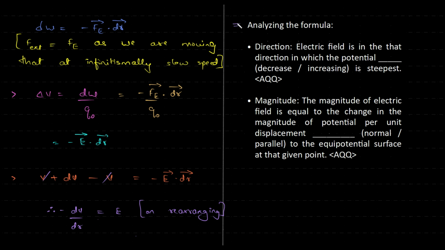So let me ask it in this way. Regarding the direction, the electrical field is in that direction in which the potential is steepest. Is it decreasing or increasing? Yes, it is decreasing. The electrical field is in the direction wherein the potential decreases the steepest, the highest value. Just because it is decreasing does not mean the electrical field is in that direction. It has to be steepest in that space at that point.